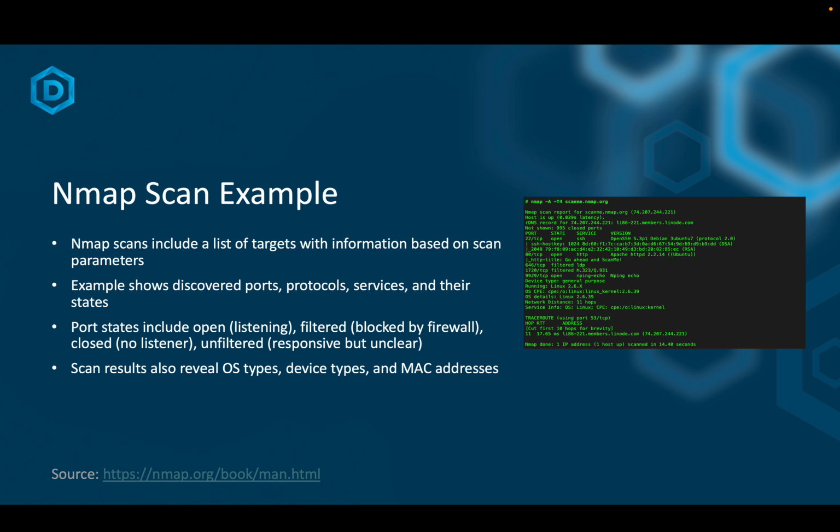So on the right here is an example of a simple Nmap scan. Nmap scans include a list of targets with information based on the scan parameters inputted by the user. The example on the right shows a list of discovered ports, protocols, services, and their states. The states of the ports could include open if they're listening, filtered if they're blocked by a firewall, closed if there's no listener on the port, or unfiltered if there's a response but it's unclear what the response is on the port. And scan results also reveal operating system types, device types, and MAC addresses.